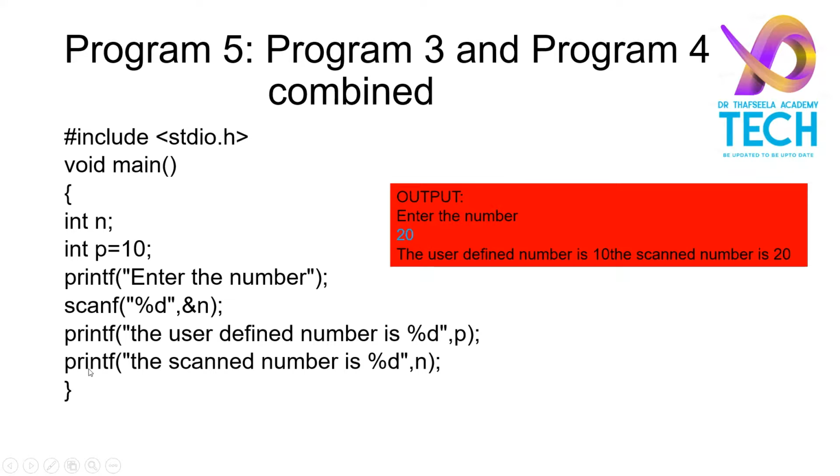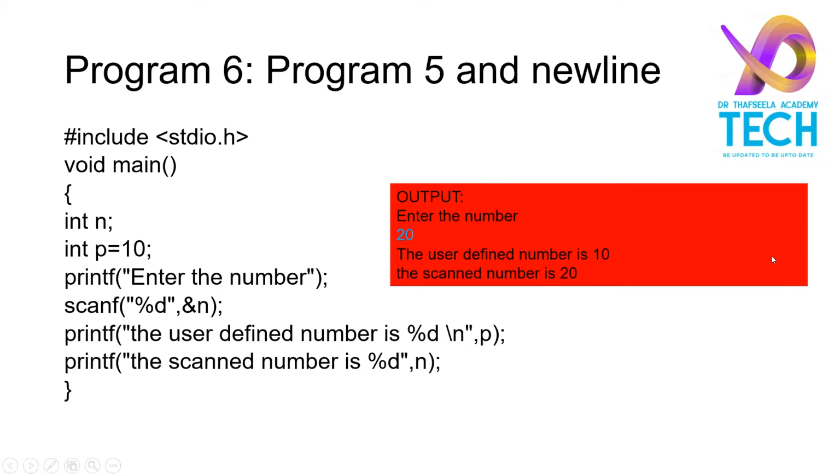Then the next command is printf "The scanned number is %d\n", which means it has to output the value entered by the user. The output will be "Enter the number." So we enter, say, 20. Then the final output will be "The user defined number is 10. The scan number is 20."